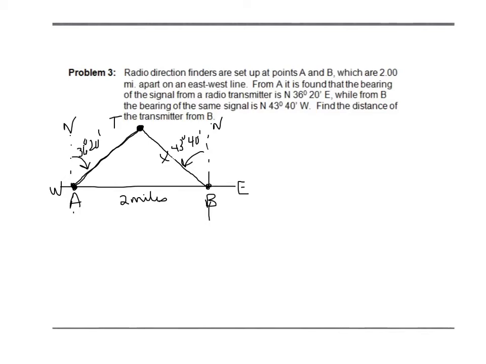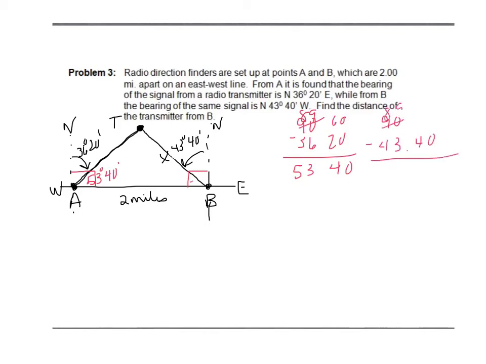So what I need are these two angles right here, right? And I know that north to east is a 90-degree angle. Same here, 90-degree angle. So I would subtract. So I would have 90 minus 36 20, so 53 40. And over here I would have 90 minus 43 40. And you may be able to do this in your head. That's awesome. But maybe not. 46 20.